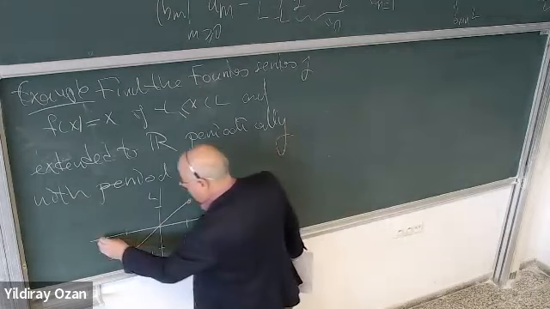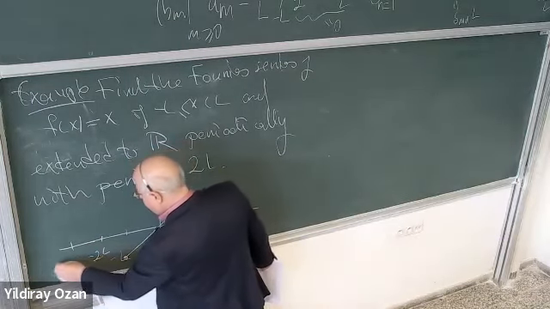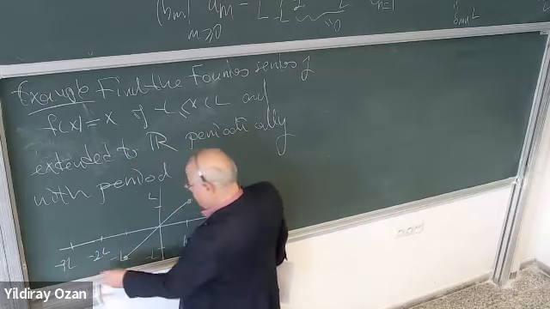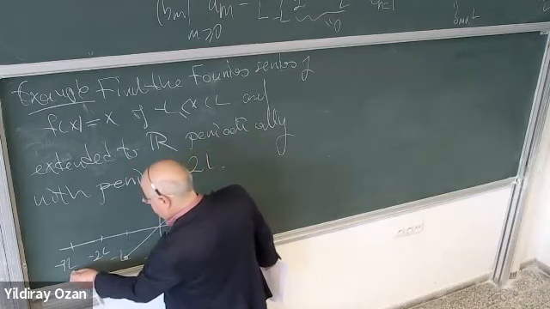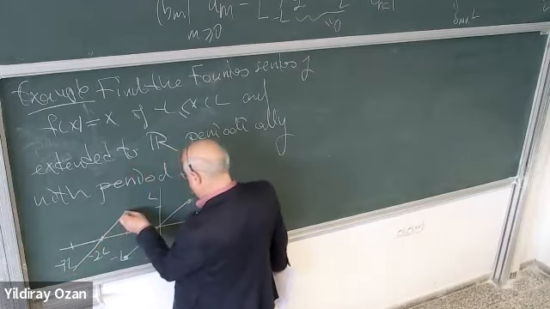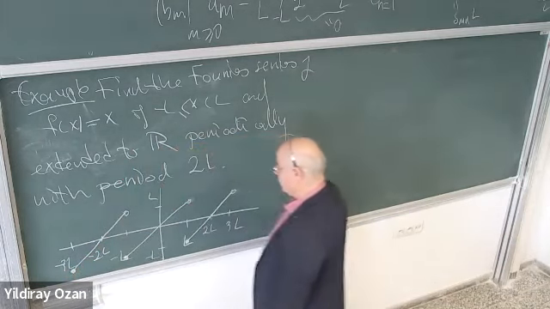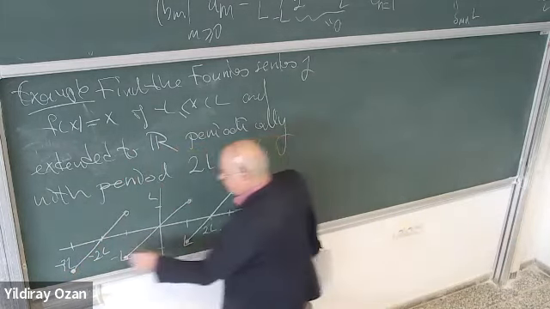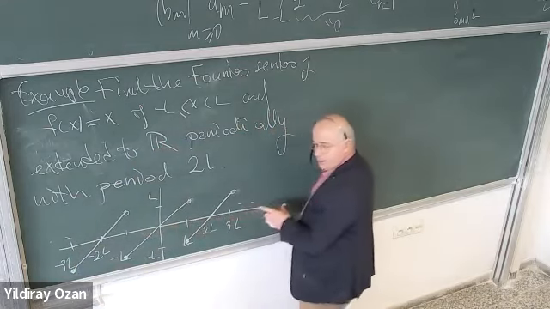Okay. Minus 2L, minus 3L. So again, the same thing. Okay. So this is full, this is empty, and so on. And it goes like this. So you draw one of them and then you copy and paste. Okay.